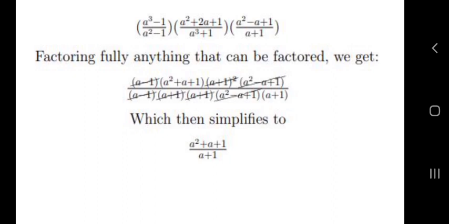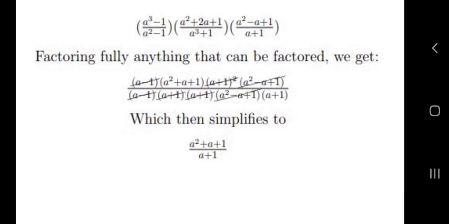So for these three fractions, the a cubed minus b cubed, the a cubed minus 1, that can be factored because we have a cubed and the b is just equal to 1. So it is like 1 is a cube, right? Like 1 cubed is itself. So that factors as a minus 1 times a squared plus a plus 1.